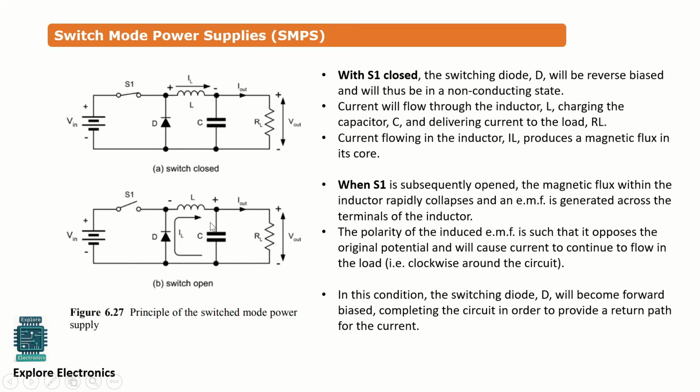And since it is the negative terminal and current is flowing in this direction, this becomes a positive terminal to the diode. Diode will be on. Because of diode on here, there is a complete path for the current flowing to the inductor's negative terminal now. This is the way this device SMPS behaves when switch is on and switch is off.